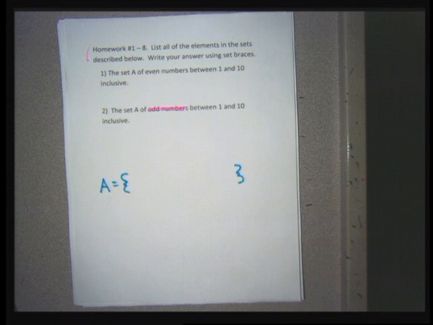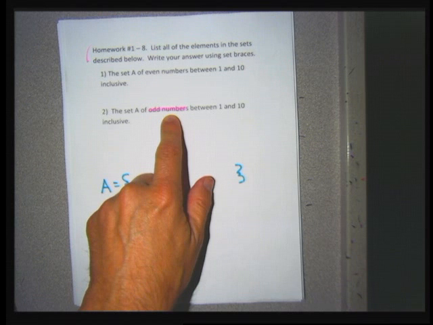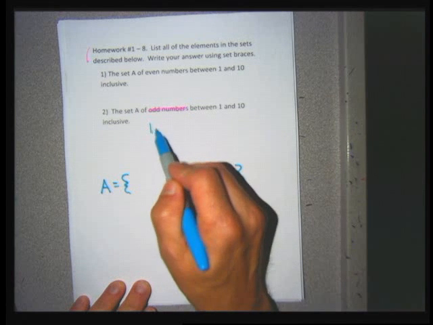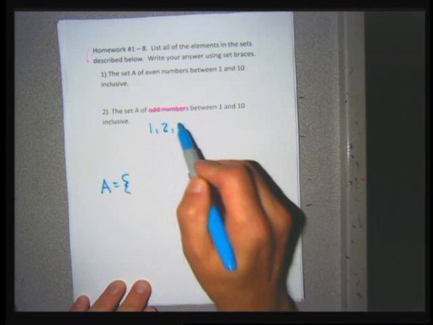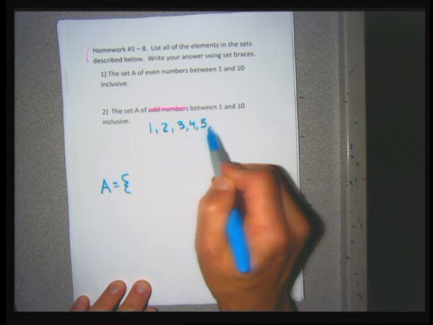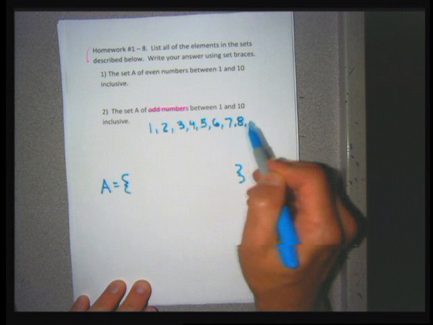Well, it doesn't say anywhere in this problem that my set A is only containing integers, but that's implied. When we have odd numbers, that's implying that we're not having decimals or fractions. To be an odd number, you have to be an integer. So if I just looked at the numbers between 1 and 10, that can be even or odd. That would be the integers between 1 and 10, because decimals and fractions aren't going to be considered even or odd.